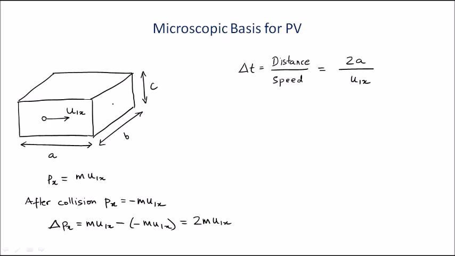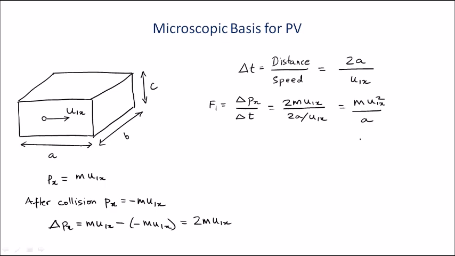The force on the right wall is the change in momentum divided by time, that is F1 is equal to delta px divided by delta t, which is equal to 2 m u1x divided by 2a by u1x, that is equal to m u1x squared divided by a.